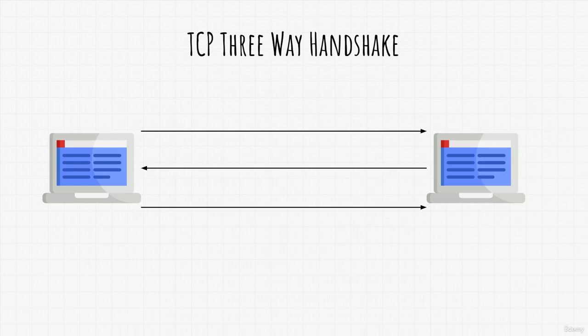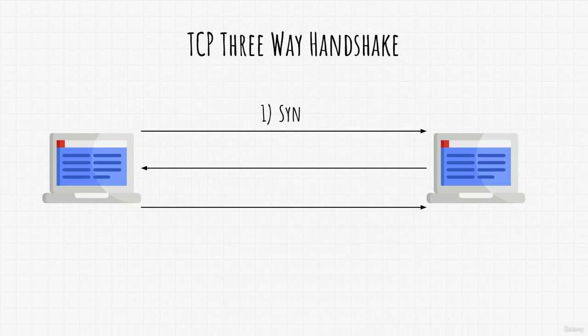The first one is SYN. In this step, the client wants to establish a connection with the server. So it sends a segment with SYN, which stands for Synchronize Sequence Number, which informs the server that the client wants to start communication and with what sequence number it starts the segments.